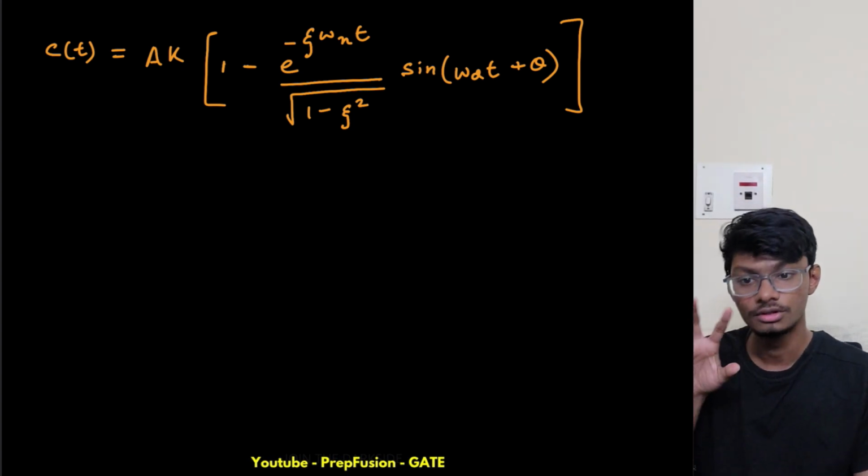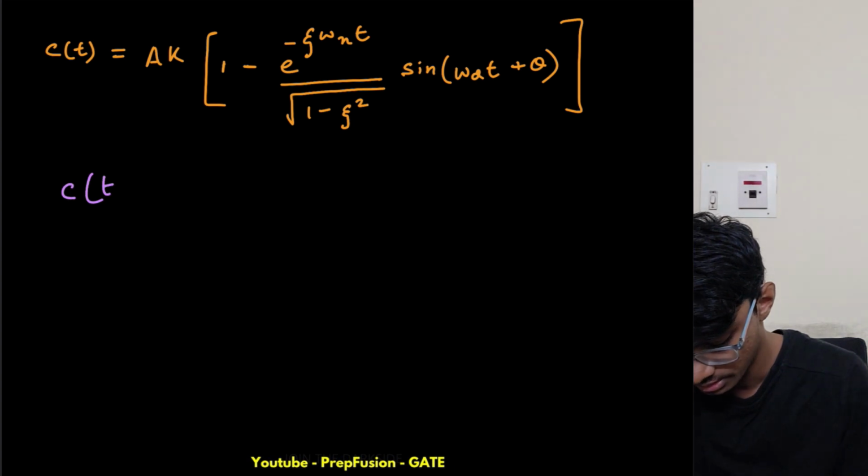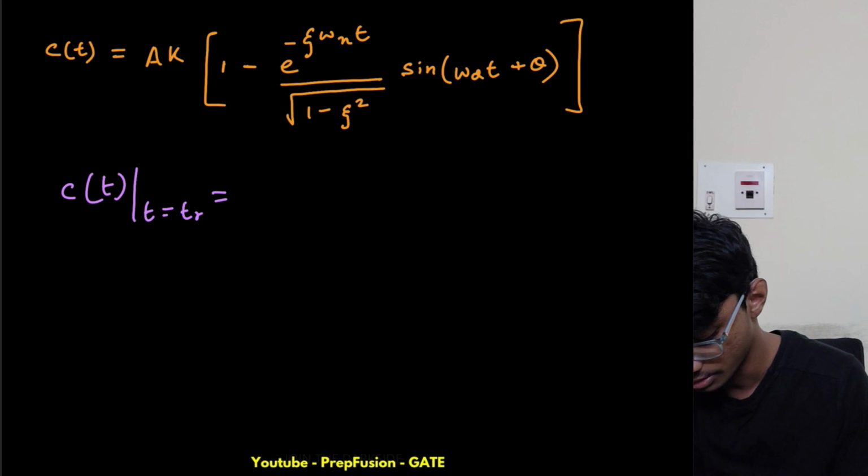Now, what information do we know? At t equals t rise, my output, okay, this is not c of t, this is y of t actually.